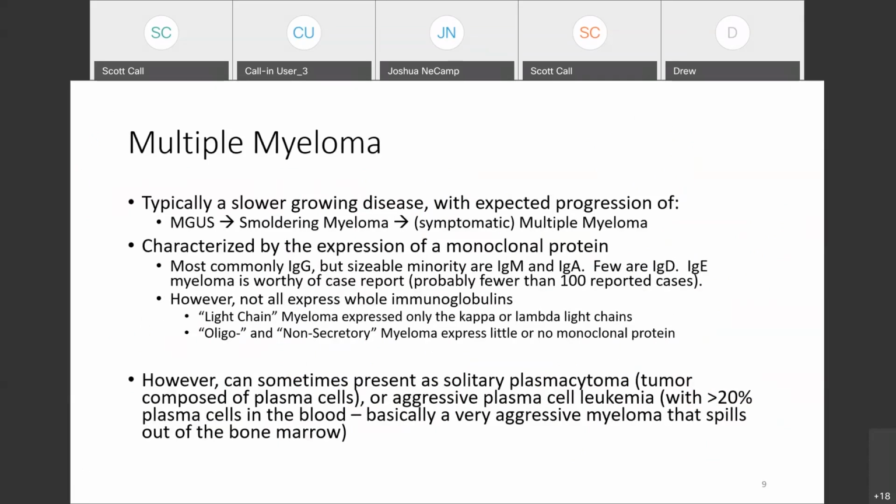Now, again, all of that being said, some multiple myelomas present differently from a classic or typical myeloma. You can also have a plasmacytoma, which is basically a tumor just composed of plasma cells. You can also have a really aggressive plasma cell leukemia, in which the bone marrow is just so full of plasma cells that they're spilling out, and you can measure them in the periphery. So there is a wide range of how myeloma can present, but by and large, classically, we think of it as this progression, MGUS to smoldering myeloma to symptomatic myeloma. And we typically think of it as expressing a monoclonal protein, which is most commonly IgG.